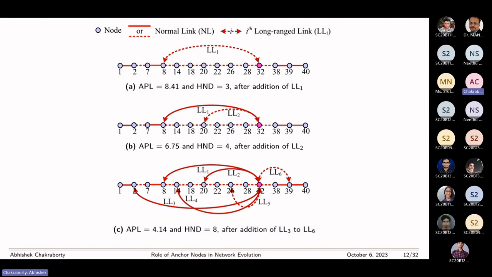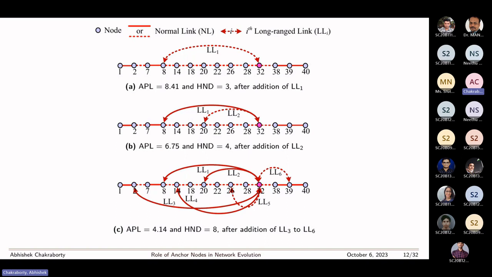But if we identify node 8, not naturally selected but forcefully selected, then the rest of the links are also connected to node 8 and some other node. But the APL value is more than 4.14 after addition of 6 LLs. That means if you identify 8, it will not give you the least value of APL, which you are trying to greedily optimize. That is actually a surprising result.